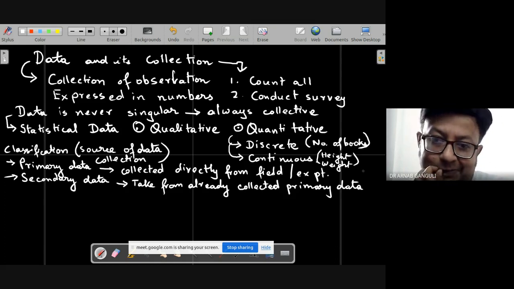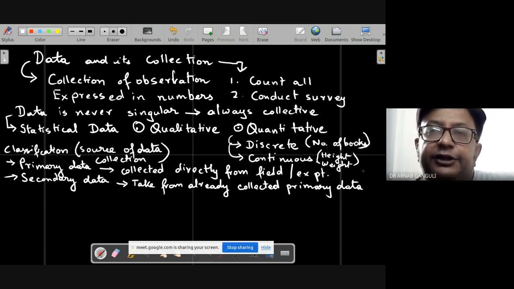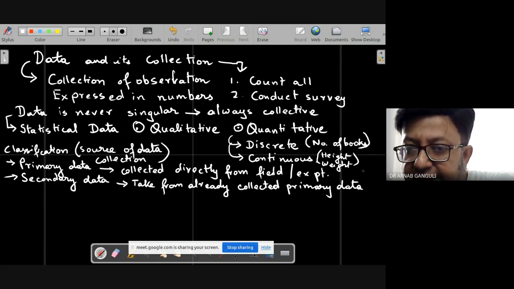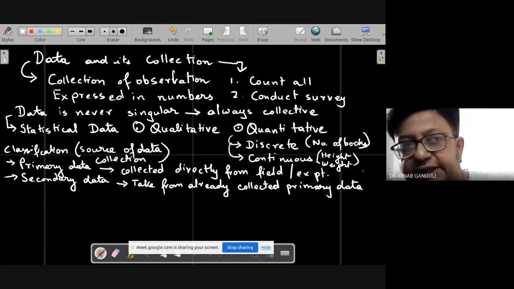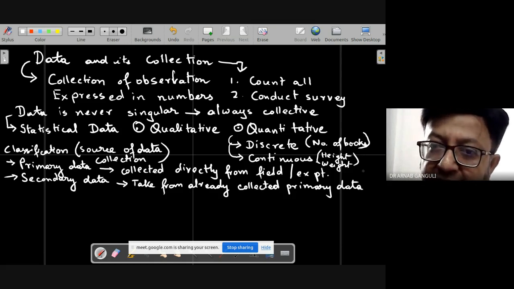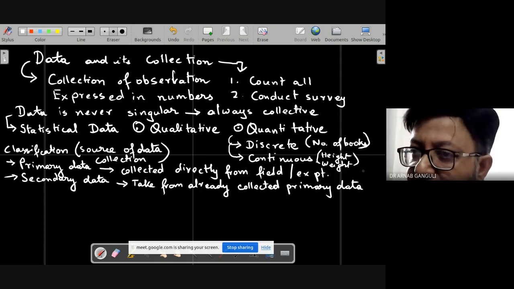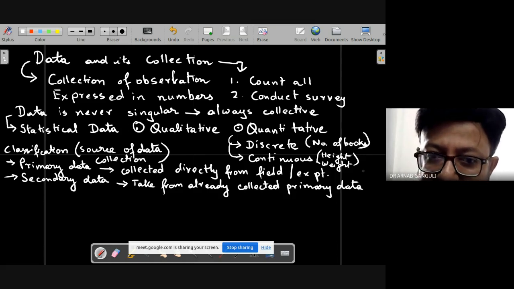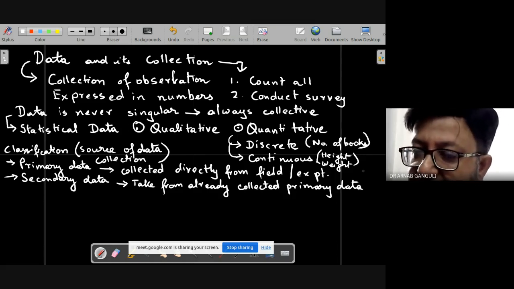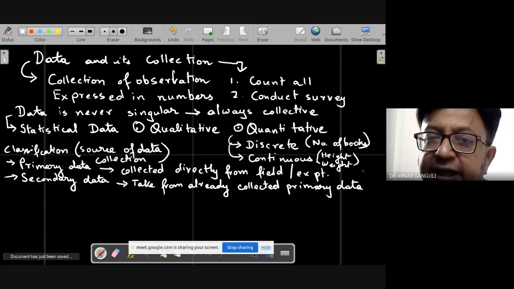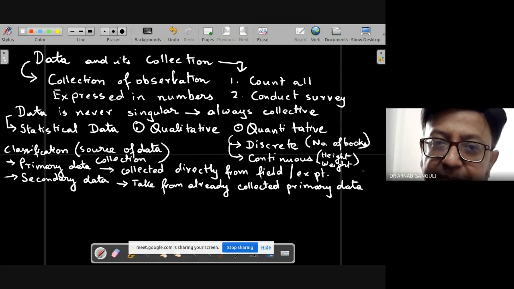For example, primary data: the Indian census board goes to all houses and measures how many girl children in Asansol are below the age of 3. So they count the data. This is the data they count directly. They go to the house and collect the data, and that is primary data. They have got primary data.